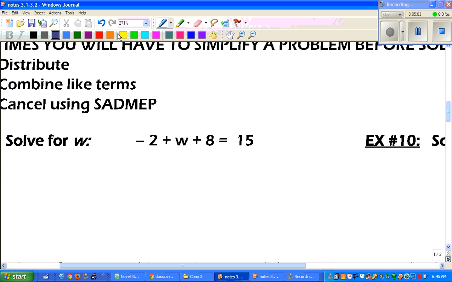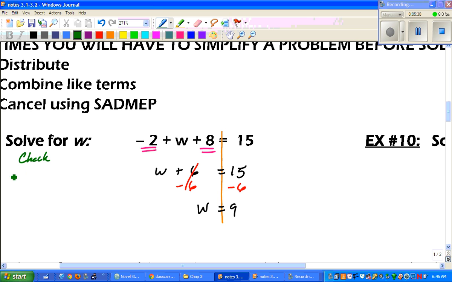Looking at this example, I'm going to draw my line down the middle. Those are the same. When you combine those together, you get 6. And then you do the reverse order of operations. W equals 9. Okay? And now for the check, -2 plus 9 plus 8, does that equal 15?